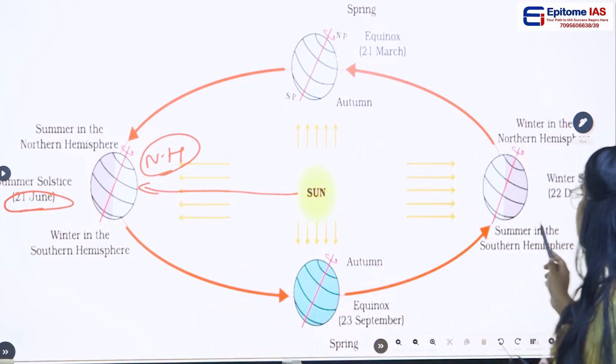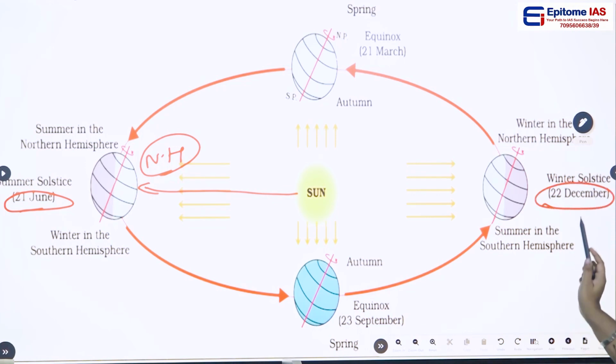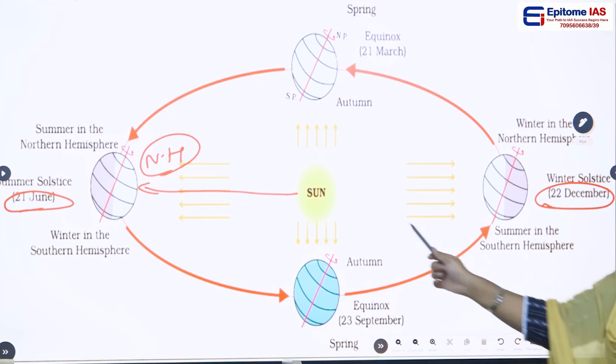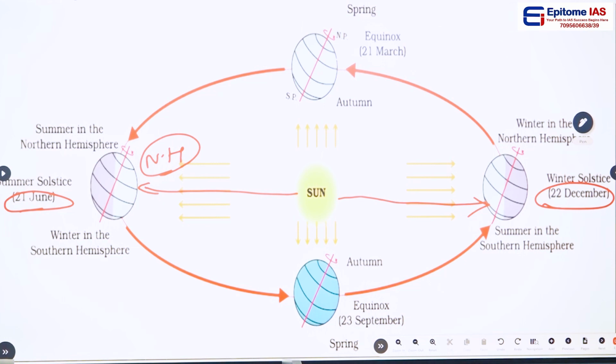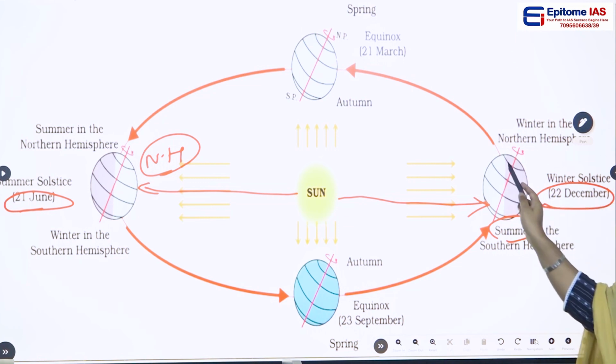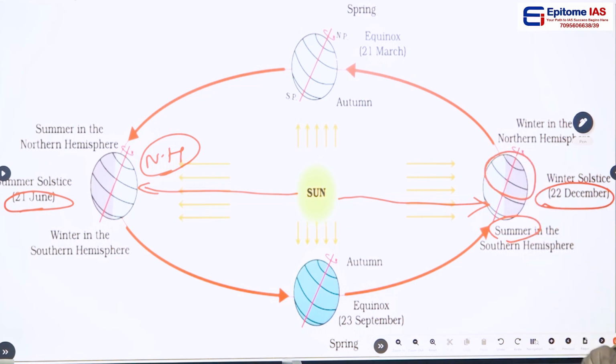And if you see on December 22, exactly the opposite thing is happening. What is happening here? The direct sun rays fall on the Tropic of Capricorn. So the southern hemisphere will be experiencing summer, and the northern hemisphere will be experiencing winter. So during the winter solstice, in the northern hemisphere, we will be having the shortest day.